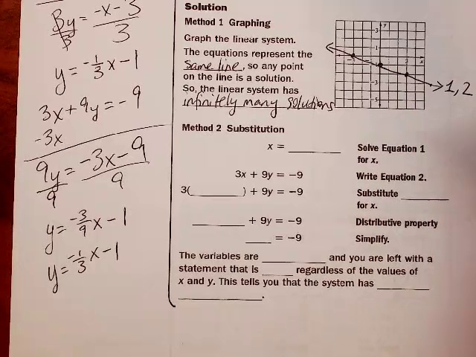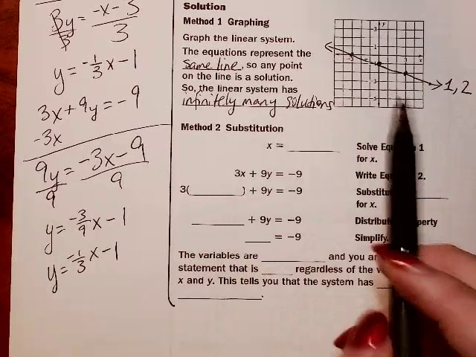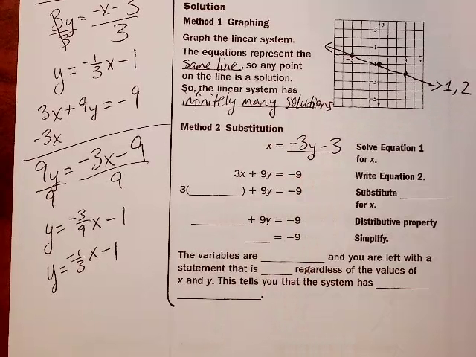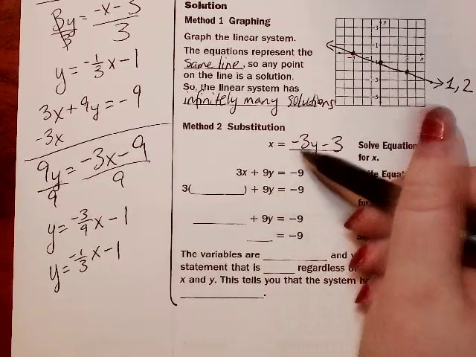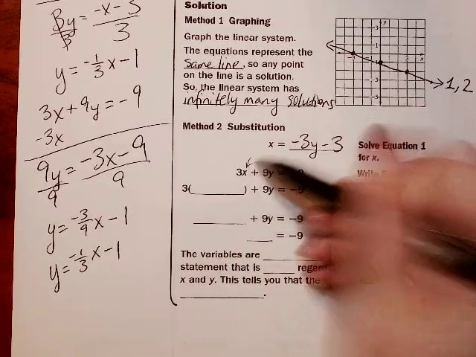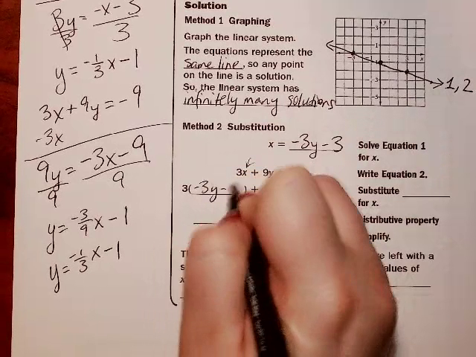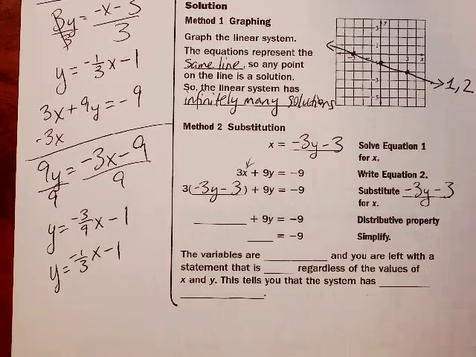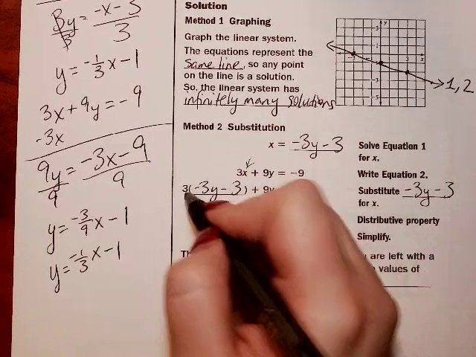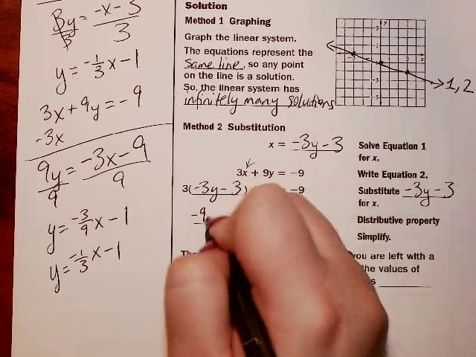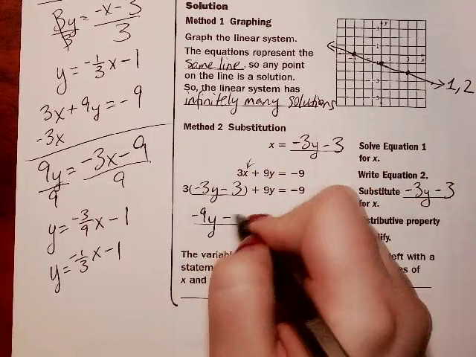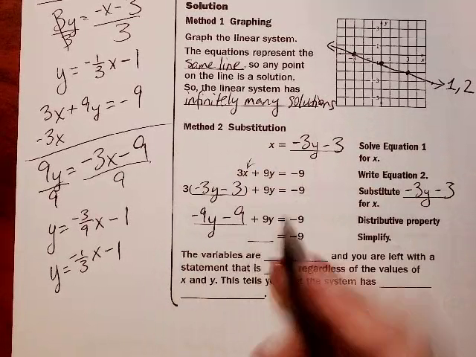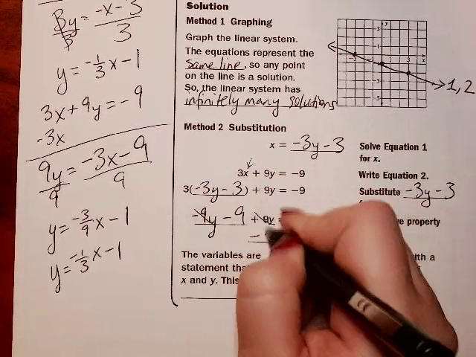Okay? Substitution. If we solve the first equation for x, we get negative 3y minus 3. So then we are going to plug that in for x here. So substitute negative 3y minus 3 for x. And then we distribute. So 3 times negative 3y is negative 9y. 3 times negative 3 is negative 9. So negative 9y plus 9y cancels, and we get negative 9 equals negative 9.